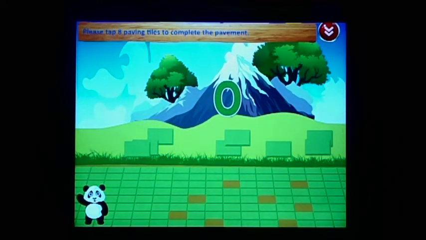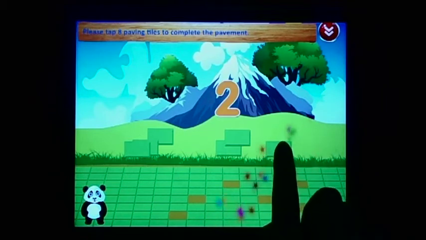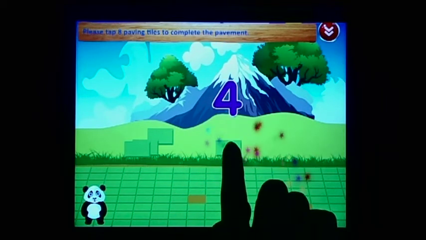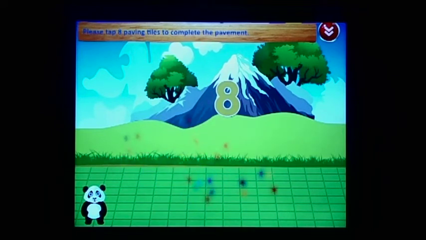Please tap 8 paving tiles to complete the pavement. 1, 2, 3, 4, 5, 6, 7, 8. Awesome! P for pavement.